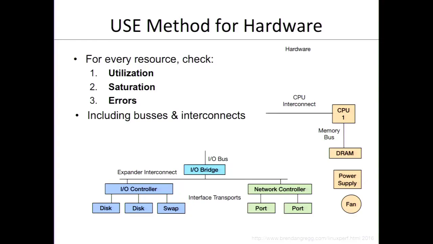So the USE method also applies for anything. It doesn't have to be system components. So I might look at my company architecture and say, I have databases here, I have web servers here, I have caches over here, load balancers here. And then I can try and see if I've got those three metrics for each of those components in my environment.